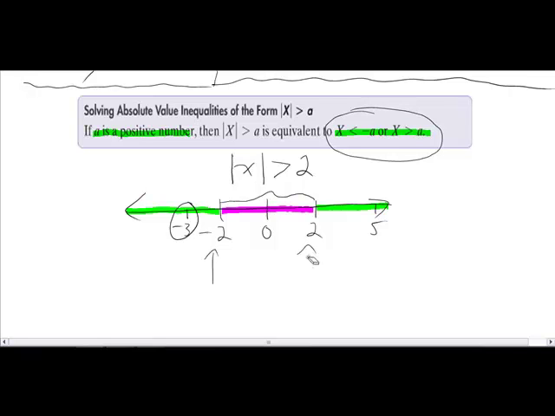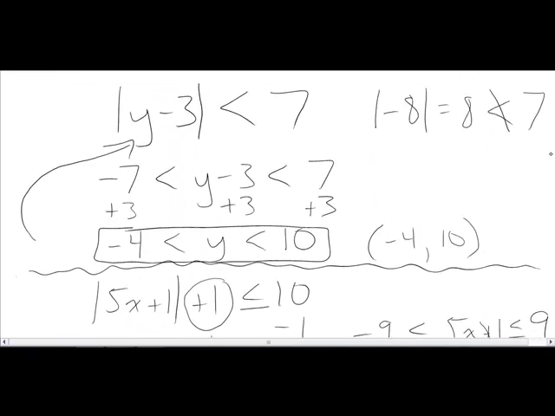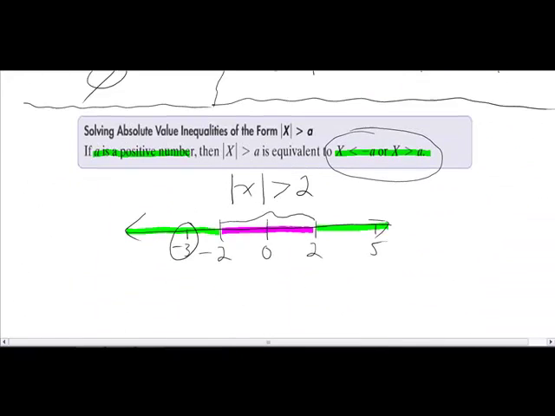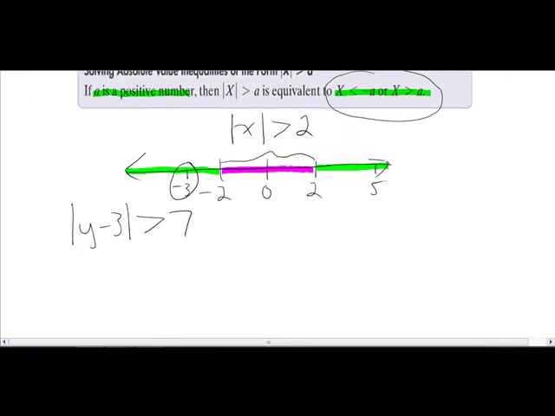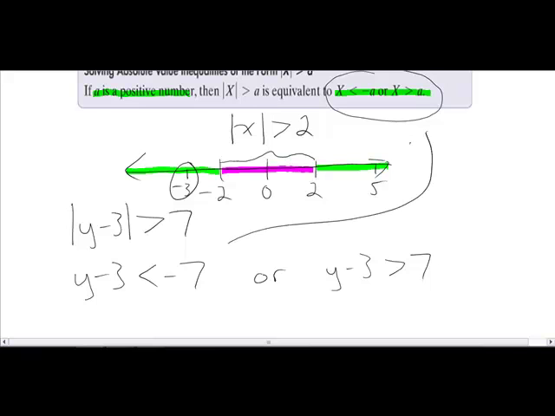So let's look at a basic example. Let me go back up and make sure I use the same one. We used y minus 3 is less than 7 earlier, so let's look at the absolute value of y minus 3 is greater than 7, and you'll see how these fit together. So what this means is either y minus 3 is less than negative 7, or y minus 3 is greater than positive 7. I'm just following this format right here that I've circled. That's all I'm doing here.